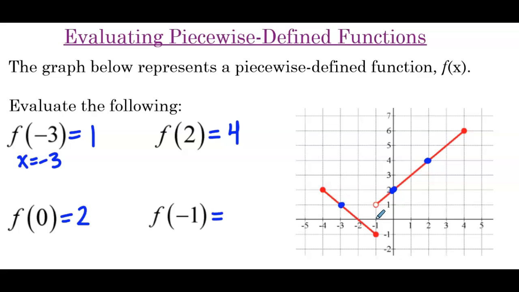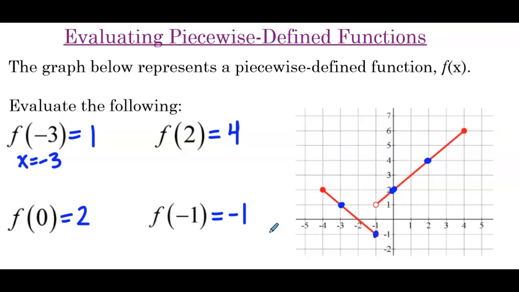So if our input's negative 1, our output, well, the hesitation here is because I see 2 points, one that's open and one that's closed. Now we've done a lot of work with our inequalities with that idea of open and closed, so they continue into this example. If we have an open point, that counts as being not equal to. If we have a closed point, that is equal to. So if we're looking for the output when x equals negative 1, we go to the closed point here, and the output's going to be negative 1.